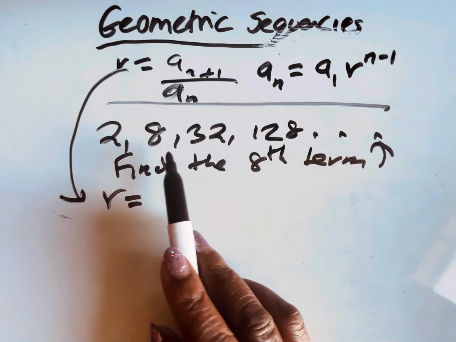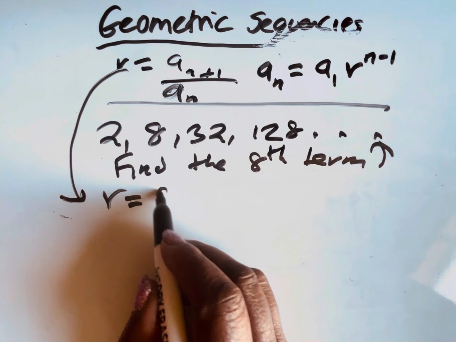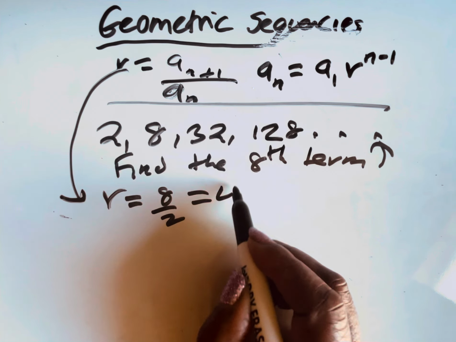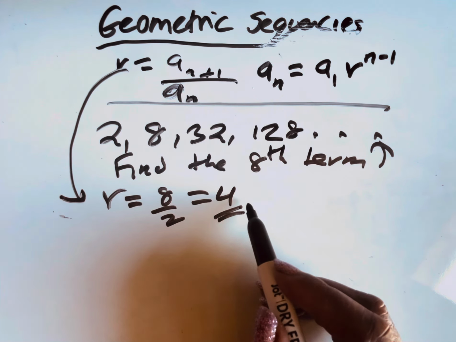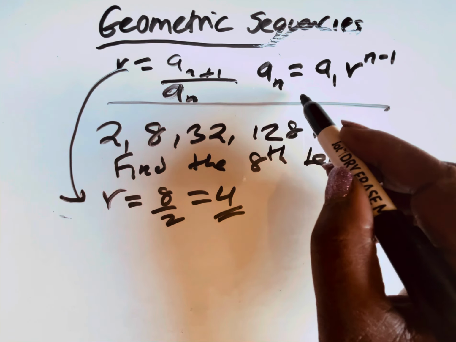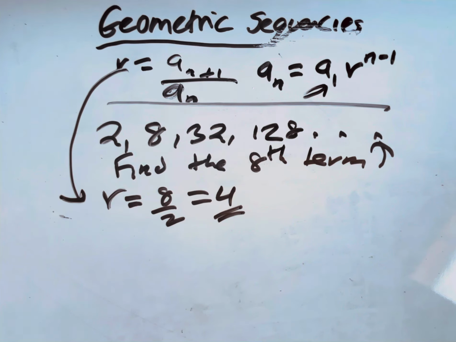For me, I'm just going to choose 8 divided by 2. That will give me 4. So 4 is my common ratio. Then after I get that, I'm going to go ahead and plug my common ratio into this formula to determine my 8th term.